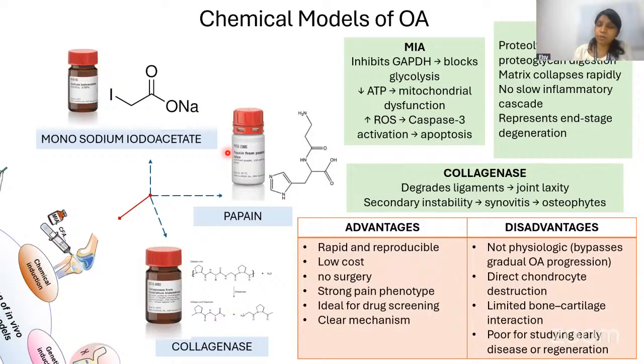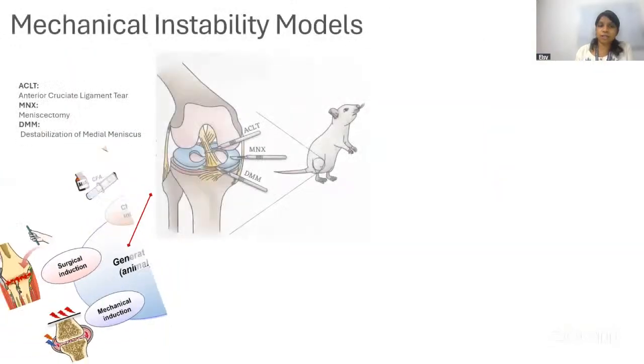So it is a rapid, reproducible, low-cost model, and is in fact used better to study pain. But the disadvantage is you have direct chondrocyte destruction, and still it is not a replica of what you would see in humans, and it is probably poor for studying different stages of osteoarthritis.